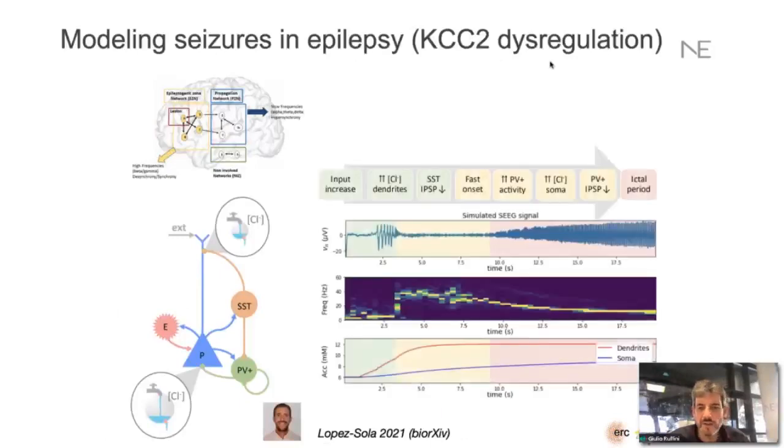So as I mentioned, we can also personalize models for patients in epilepsy to represent pathologies having to do with KCC2 transport dysregulation, which we think is important to then better define the brain stimulation protocols for these patients. And you have a link there to a preprint if you're interested. Next slide.